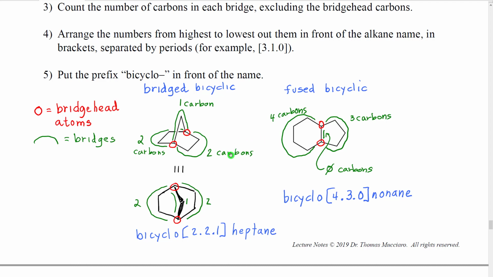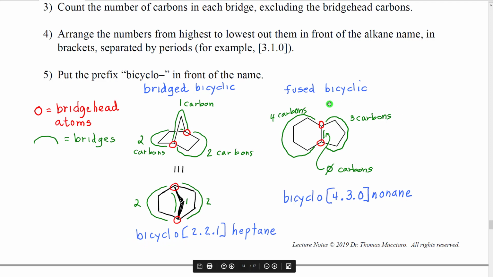So here we go. Our bridged bicyclic, we said it had 7 carbons. It was a hepta. It has no double bonds or functional groups, so we're going to put an ane ending. We drop the a to do that. Then when we count our bridges, we have 2 and 2 and 1. So we take those and arrange them 2.2.1, largest to smallest, dots in between, brackets around them. Finally, we put the prefix bicyclo in front of that entire name.